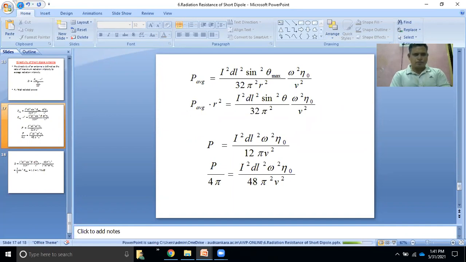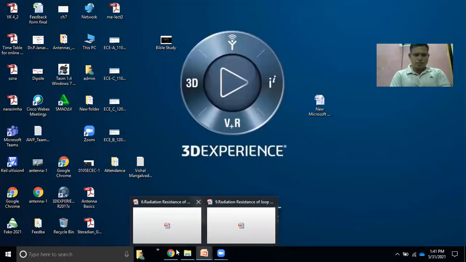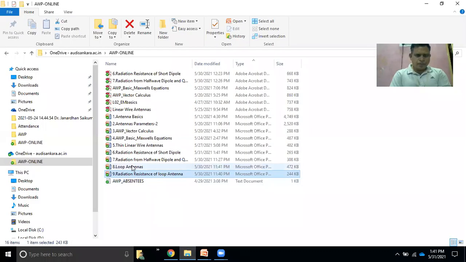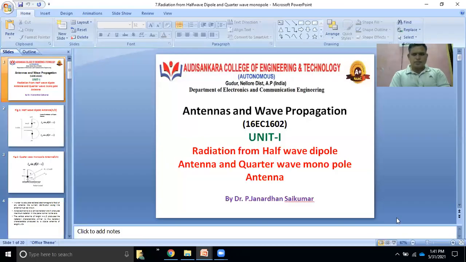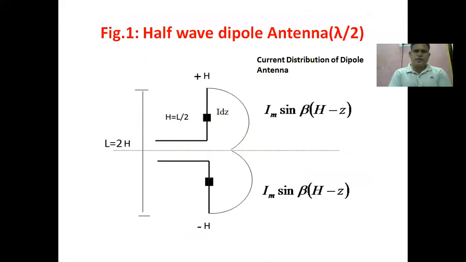Now we want to discuss the radiation from the half dipole antenna and a quarter wave monopole antenna. Normally, a dipole means what? It has two poles. This is one pole and this is another pole. A dipole antenna is a symmetric antenna.